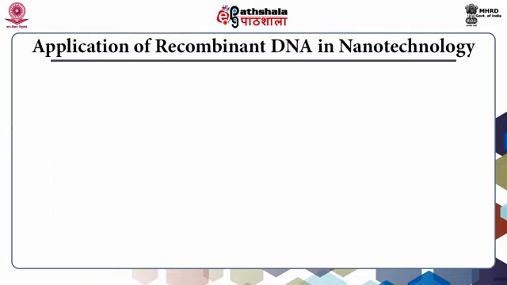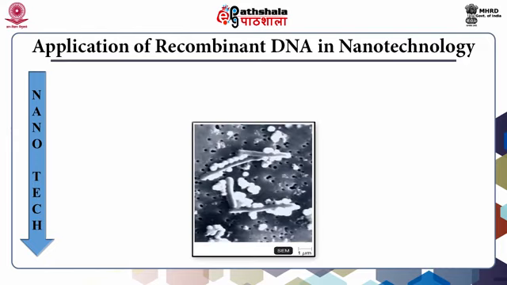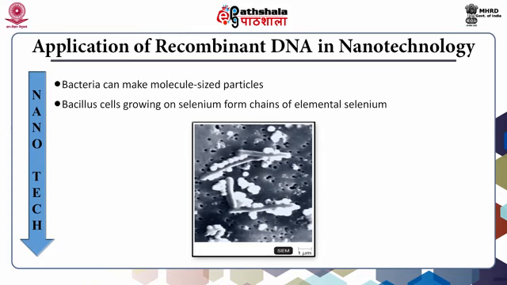Applications of recombinant DNA in nanotechnology have been employed for making molecule size particles, where bacteria have been employed. Bacillus cells grown on selenium can form chains of elemental selenium.